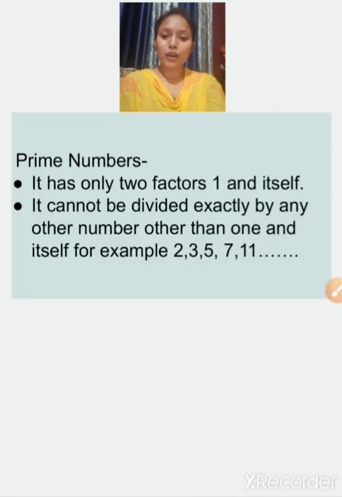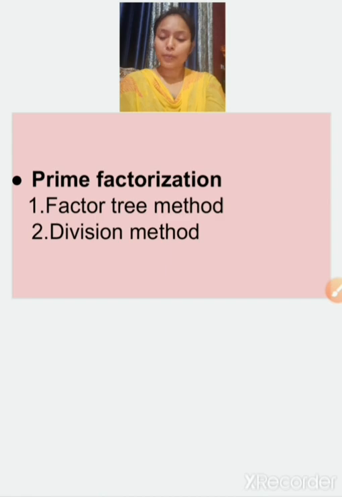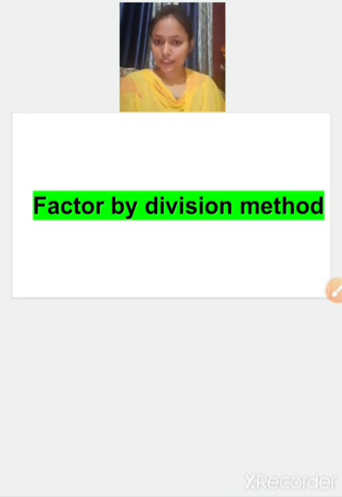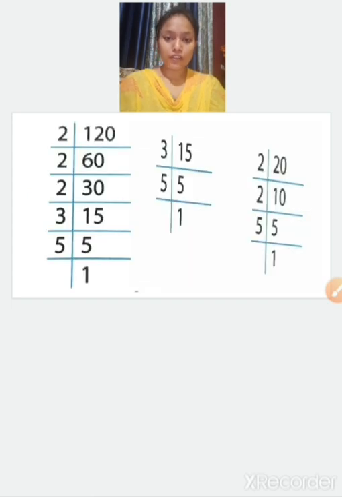And we studied about the prime numbers, and ways to find the prime factors. In that we have studied the factor tree method. We studied this factor tree method, and today we will start with the division method for finding the factors. So division method for finding the factors we will study today. Now in this method, whenever you have to find the factors of any number, you have to divide that number.